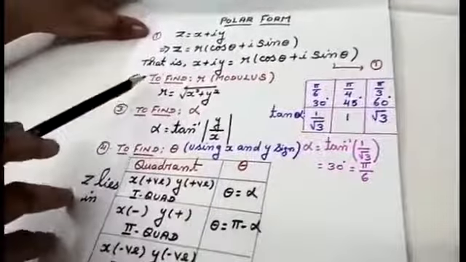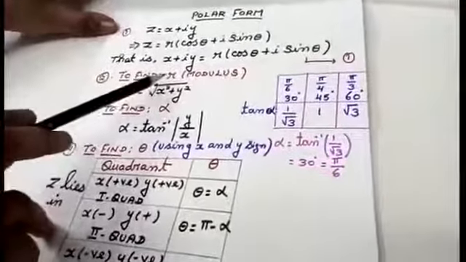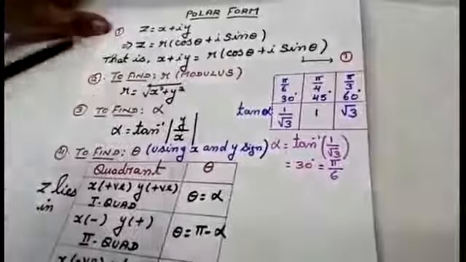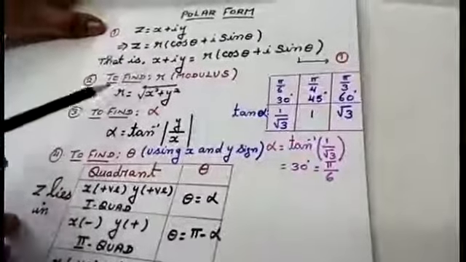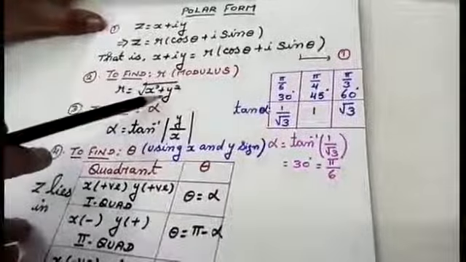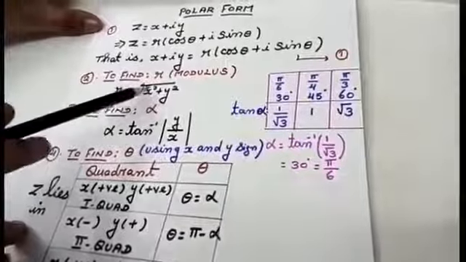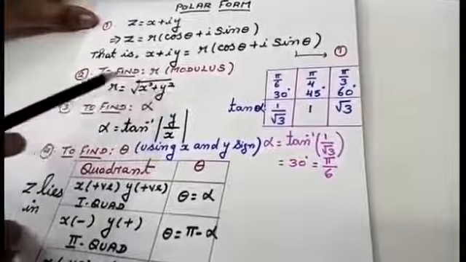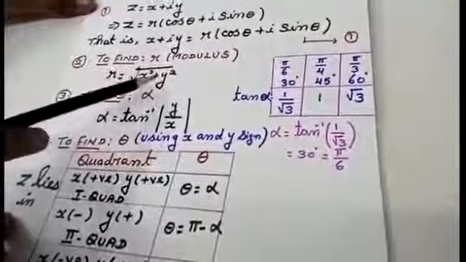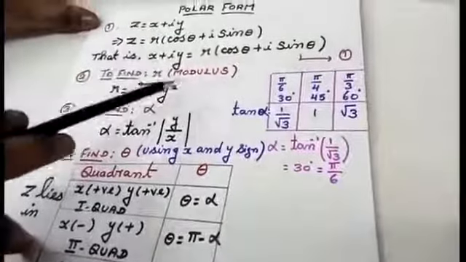Second, I am going to find r. The meaning of r is modulus. How to find r is, that is r equal to root of x square plus y square. You will get some value. You will be writing the value, students. That is r equal to root of x square plus y square. If you calculate, you will get an answer.